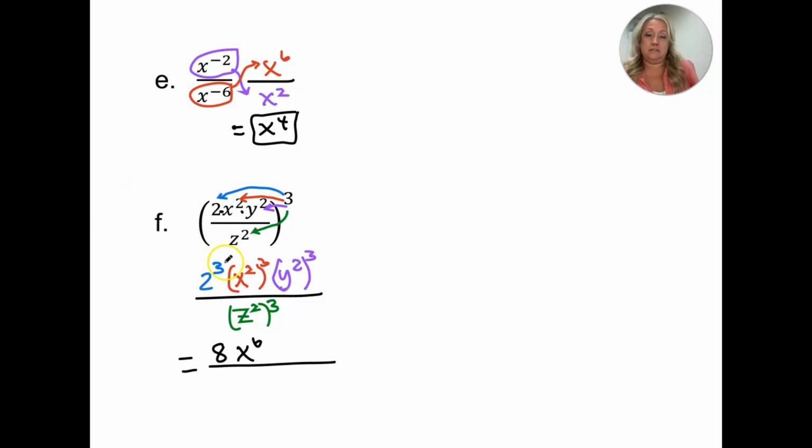And now we've got the y's, y to the 2nd all raised to the 3rd. Again, multiply those together. So that's going to give me y to the 6th power. And on the bottom, again, multiply those together to get z to the 6th power. All right, and there are no variables that we need to get together. There's nothing that we can do to simplify this 8 more, and there's no negative exponents. So I know this is all the way simplified, and that is my answer.